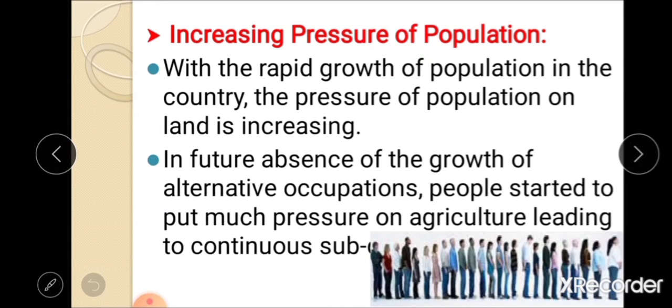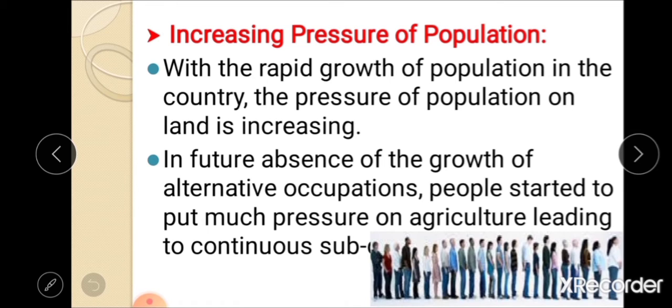The first factor is the increasing pressure of population. As we know, the population of India is increasing day by day. India ranks second in the world in population after China. With the rapid growth of population in a country, the pressure of population on land increases.